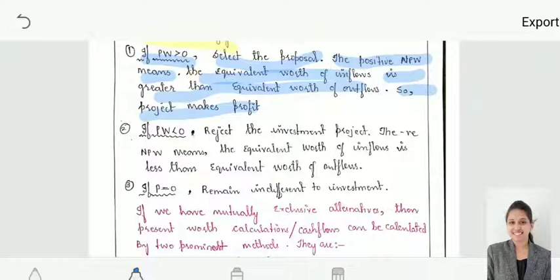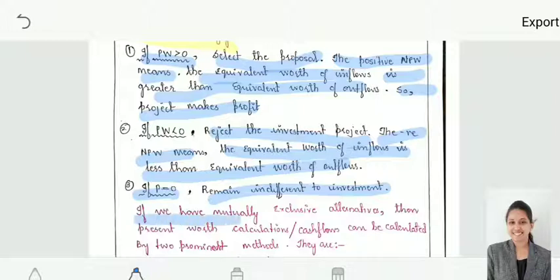Now if your present worth is less than 0, we have to directly reject the investment. Why do we reject it? Because a negative net present worth means the equivalent worth of the inflows is less than the equivalent worth of the outflows. If the present worth is equal to 0, remain indifferent to the investment. It depends upon the expert advice that you take, because it all depends upon inflation and uncertainty.